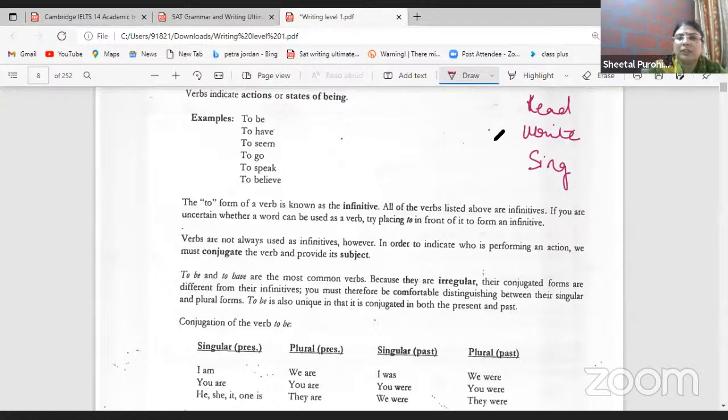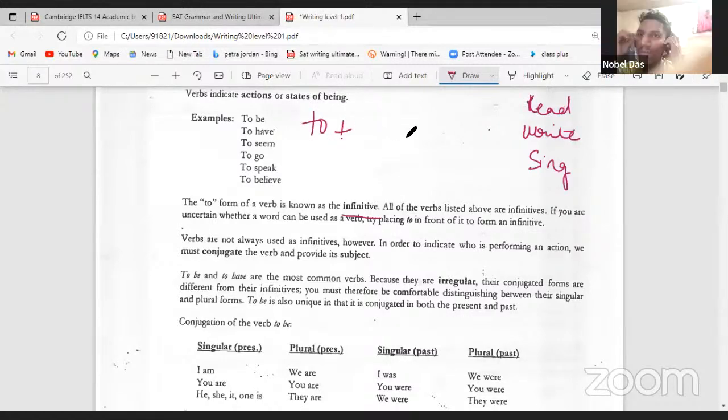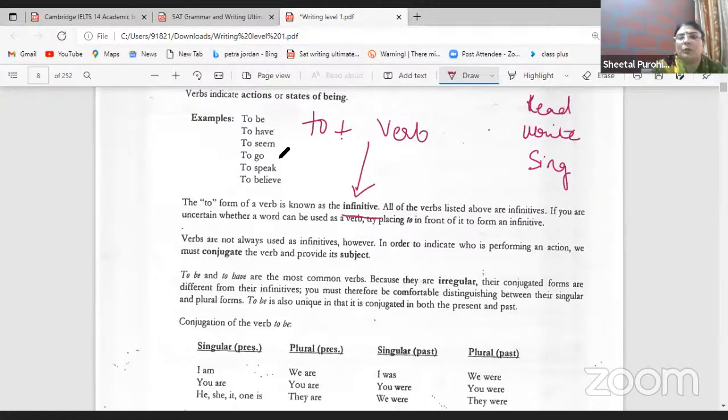Now in the verbs itself, we have something called infinitive. Make a note of it. Infinitive is to plus verb. Like to have, to seem, to go, to speak, to believe. These are all examples of infinitives.